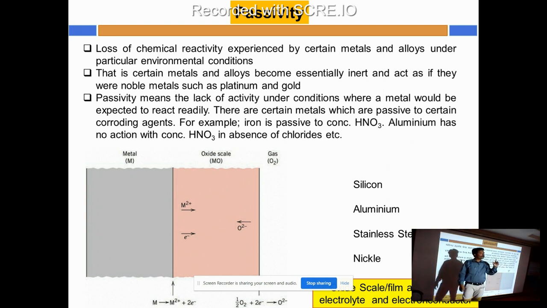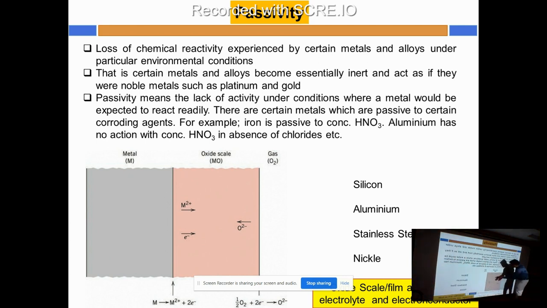Got it now? Why materials show passivity, or why resisting corrosion shows a tendency of passivity. That is losing the chemical reactivity. They won't undergo reaction because this layer completely blocks foreign species from entering or reacting on the surface. Understood now? What is passivity? The best examples are silicon oxide layer, and aluminum oxide, a highly inert layer.